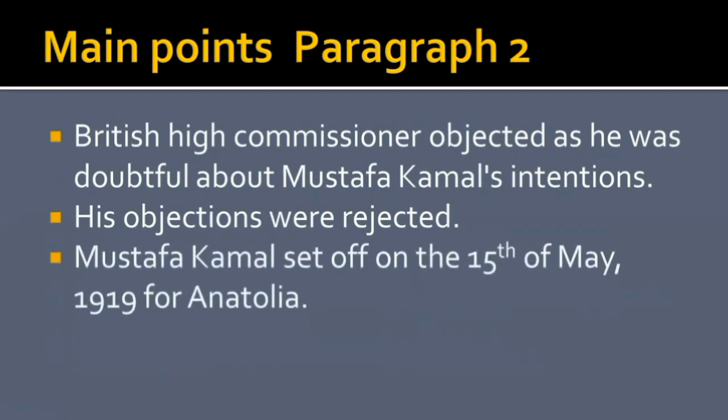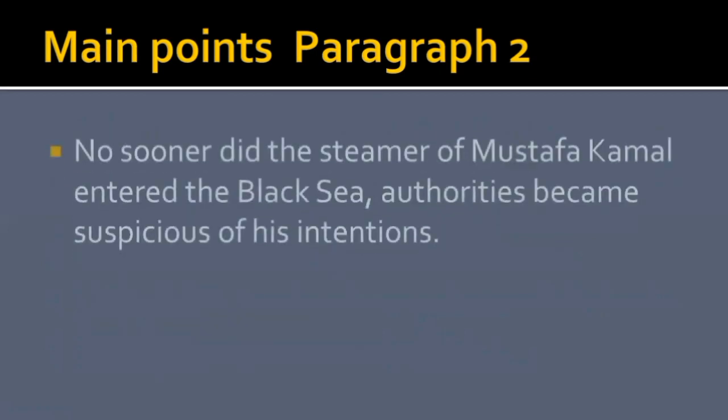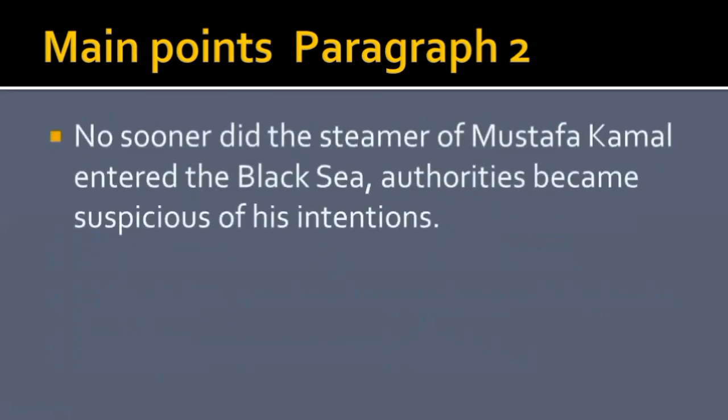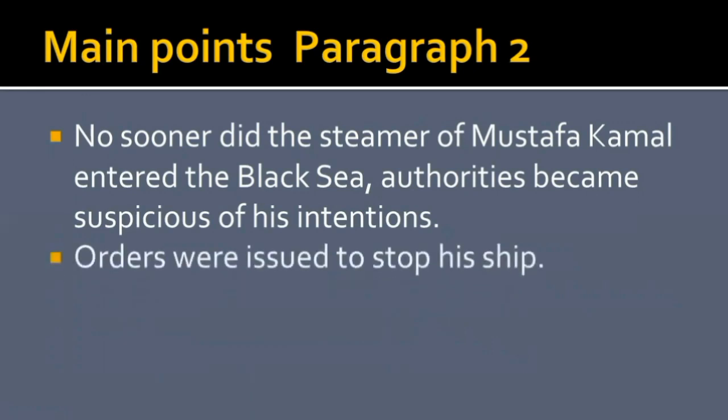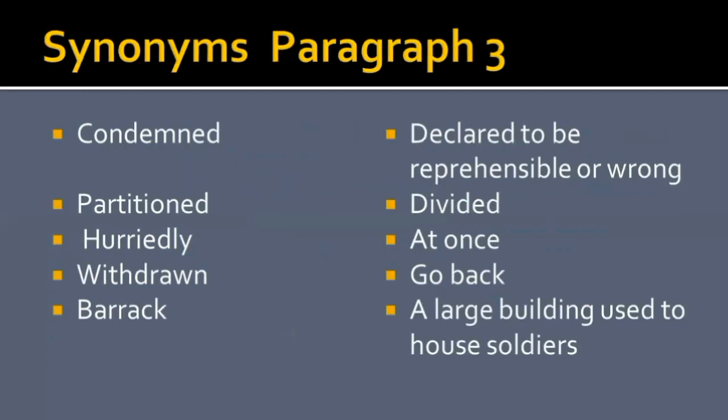Mustafa Kamal set off on the 15th of May 1919 for Anatolia. No sooner did the steamer of Mustafa Kamal enter the Black Sea, authorities became suspicious of his intentions and plans. Orders were issued to stop his ship, but it was too late. Now, synonyms of paragraph 3, let me read it.